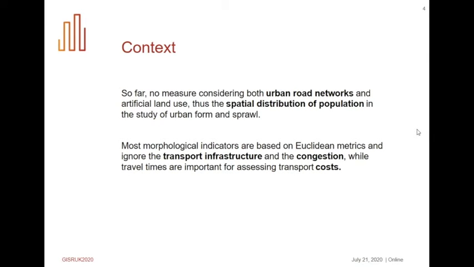Some other motivations for this paper are that in the literature of urban form, there is no measure considering both at the same time urban road networks and the spatial distribution of the population. So the types of moves are influenced by the land use and the road network shape, which are rarely considered together. And finally, most morphological indicators are based on Euclidean metrics, and they actually ignore the transport infrastructure, while we know that travel times are really important to assess transport costs.